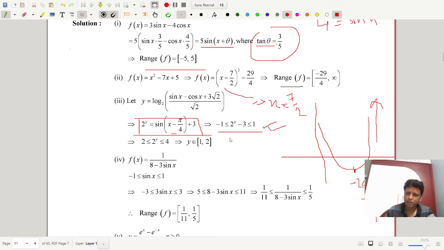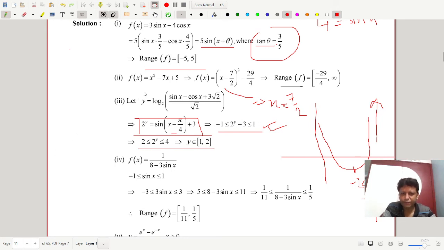Yes, sir. You will get the exponential. You take this minus 3 through both the sides. You have 2 to the 4. 2 to the power y lies between 2 to the 4, what do you mean by that? You can take log. Let me explain the last part.